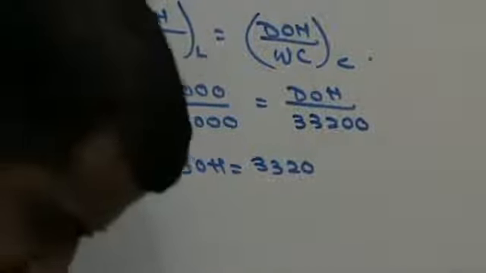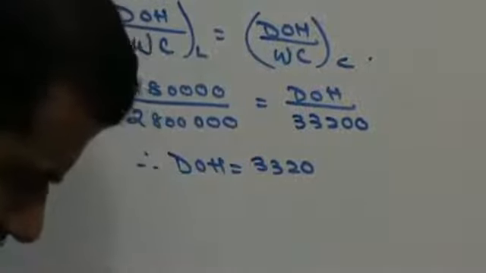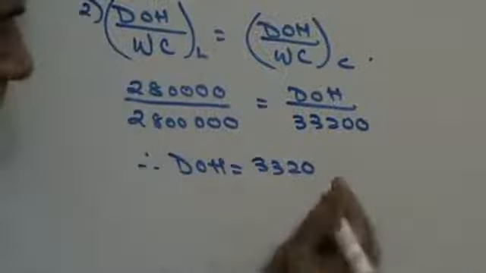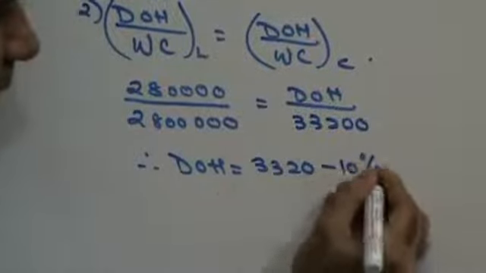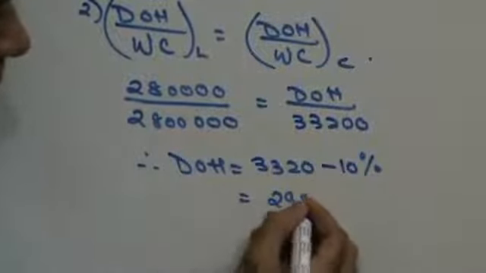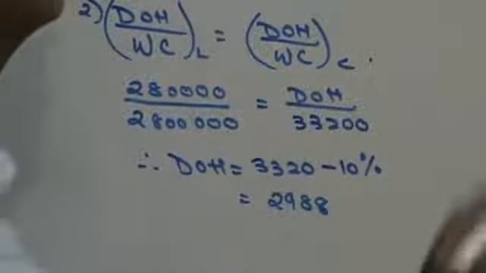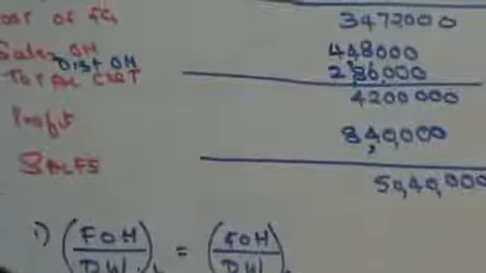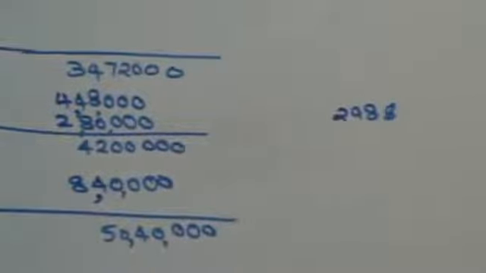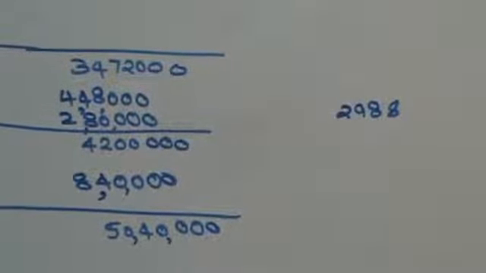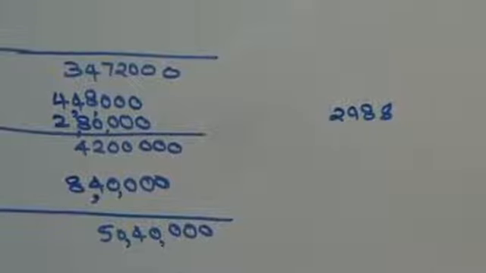But they have said that distribution overheads have gone down by 10%. So whatever the amount minus 10%. 2988. So the distribution overheads for the current year is going to be 2988, right? Next, they've also said that selling and administrative overheads have gone up by 12.5% each.